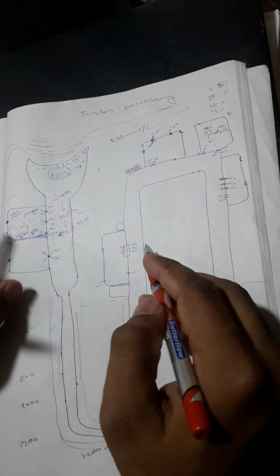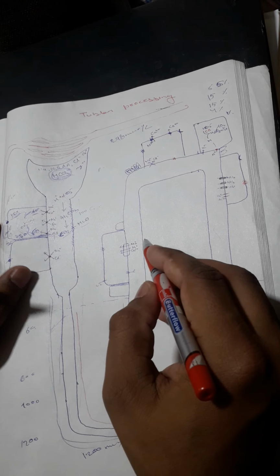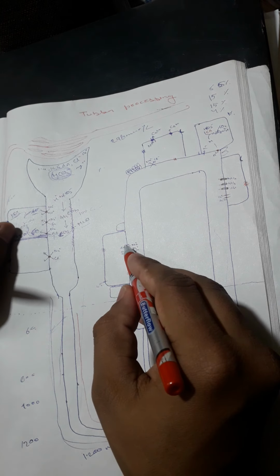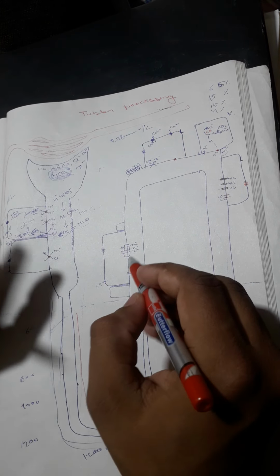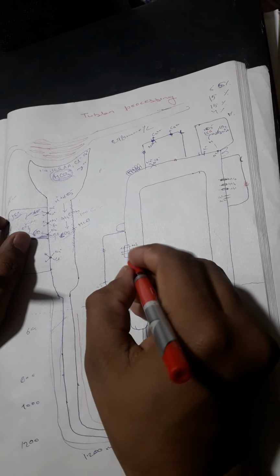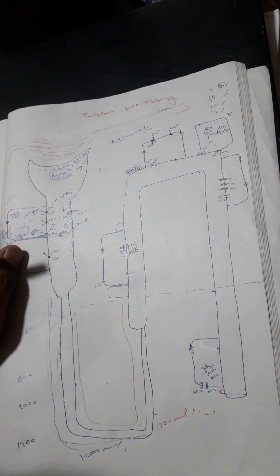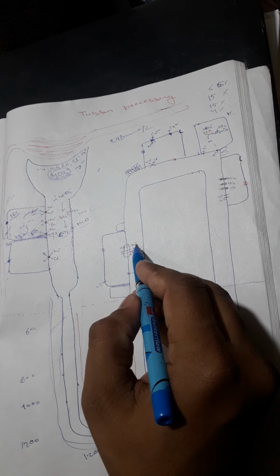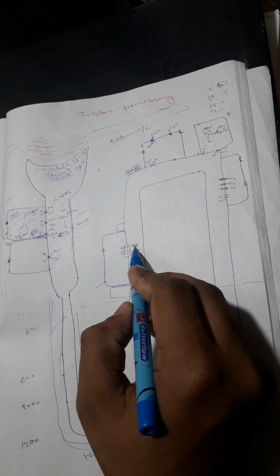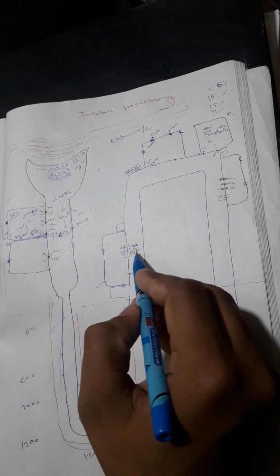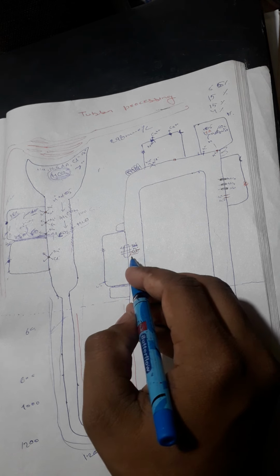When this comes into the thick part of the ascending loop of Henle, there is a cell present, and in these cells a special type of channel is present. This is called the sodium potassium 2 chloride transporter, because it transports three types of molecules: one sodium molecule, one potassium molecule, and two chloride molecules, so it is called the sodium potassium 2 chloride co-transporter.